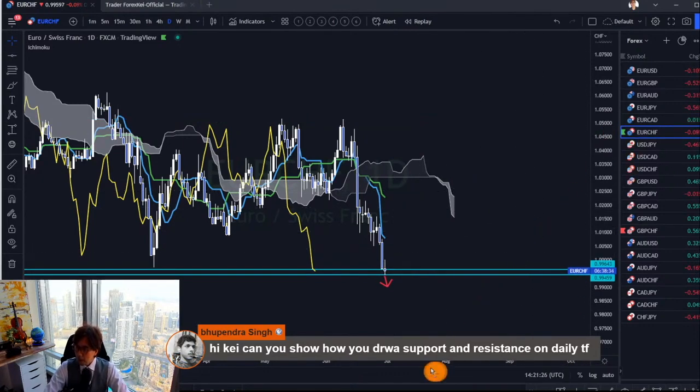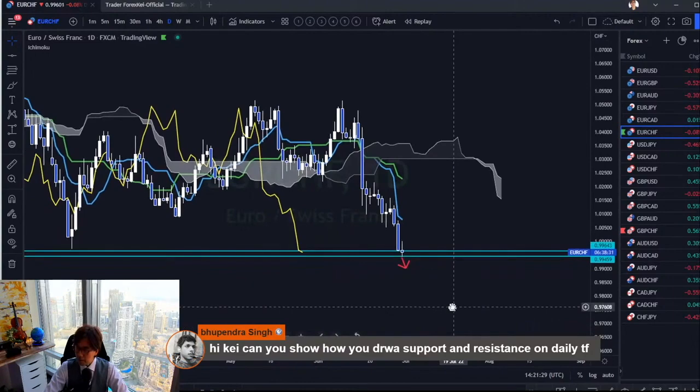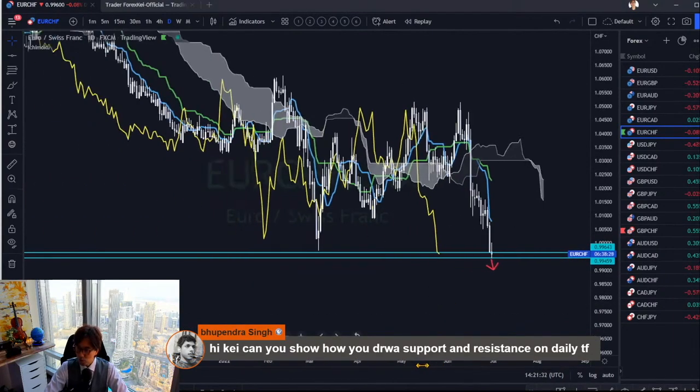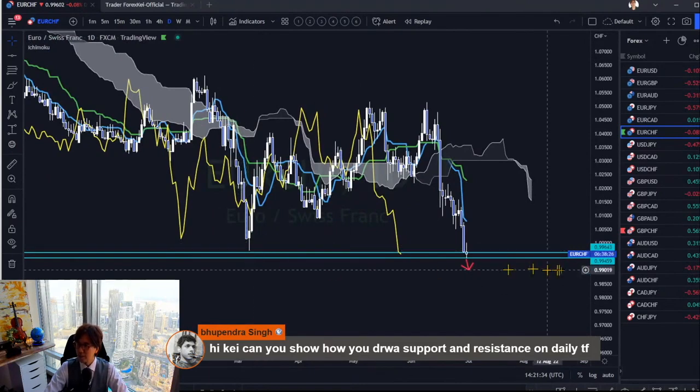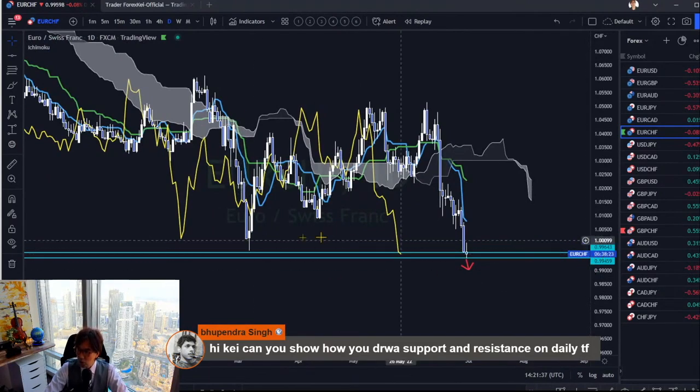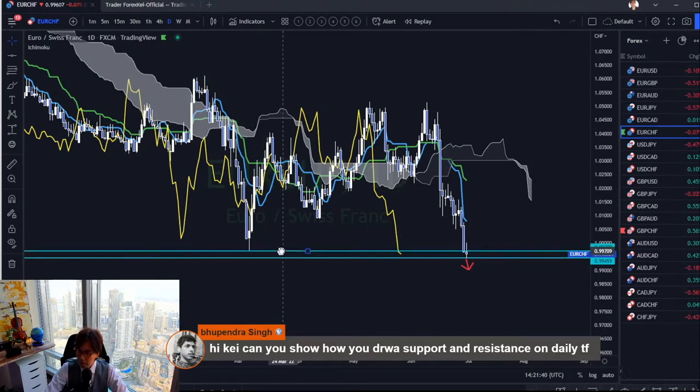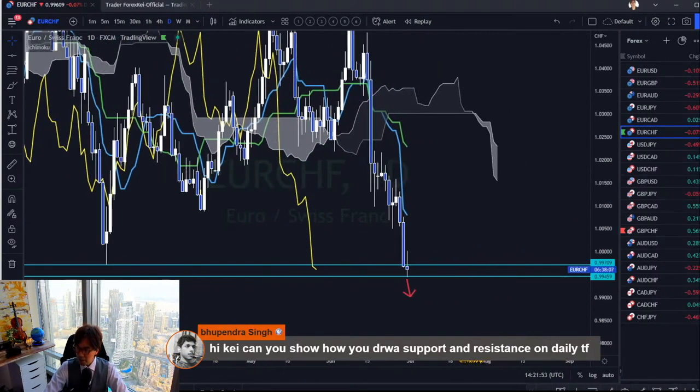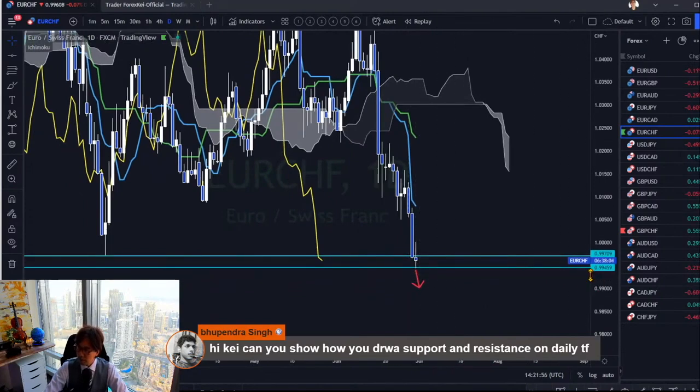So in this example, in terms of the daily chart, obviously there was a previous support level here at 0.9964, or more precisely here, 0.9970, which was the previous support from the 7th of March. Yeah, and then we have a new support that was made today, which is over here, 0.9945.